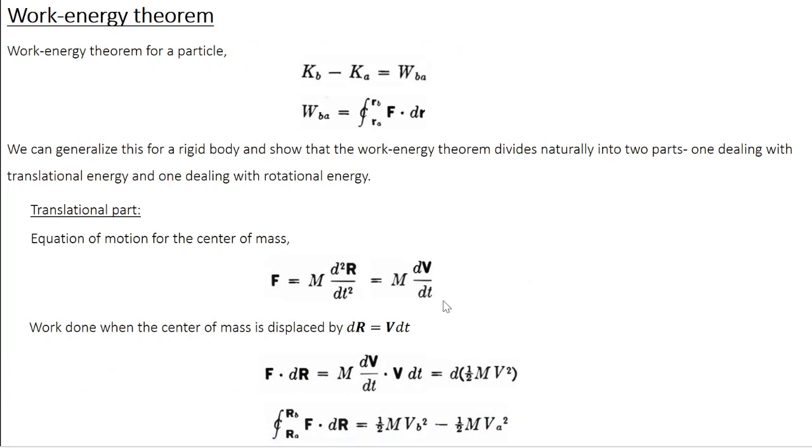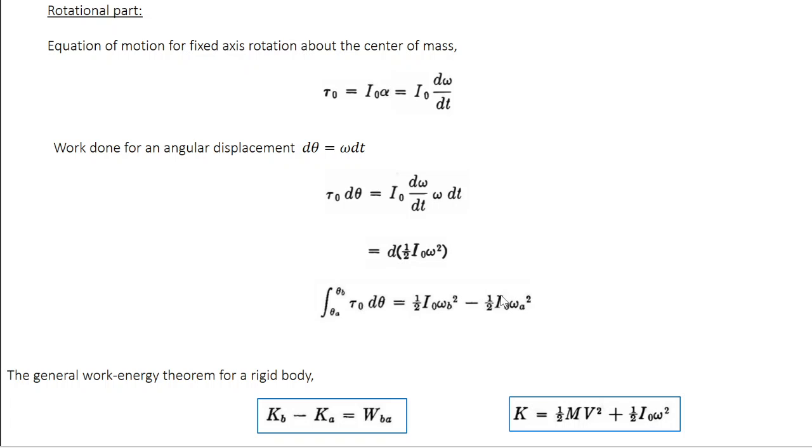So once again I find that the integral equation corresponds to the change in kinetic energy. So when I combine these two parts, I can write the general work energy theorem for a rigid body as W_BA, the total work done in moving from position A to B, equal to K_B minus K_A, where the kinetic energy K has two components: one corresponding to the translational motion of the center of mass, half m v square, two corresponding to the rotational motion around the center of mass, half I naught omega square. So the general form of the work energy equation remains the same in all the cases.